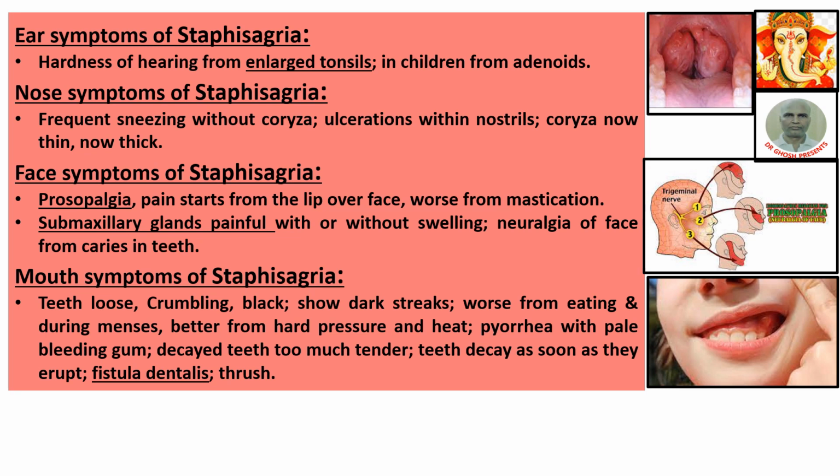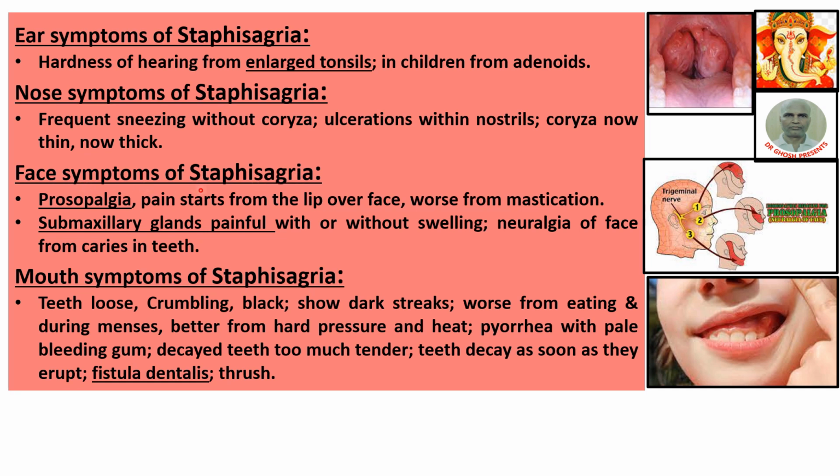Ear symptoms of Staphisagria: hardness of hearing from enlarged tonsils. Hardness of hearing from enlarged tonsils in children, from adenoids. Adenoids are also lymphatic glands, but they lie at a level above the tonsils, actually just behind the nose. Nose symptoms of Staphisagria: frequent sneezing without coryza. Ulcerations of the nostrils. Coryza now thin, now thick, that is, the nature of the coryza is changing.